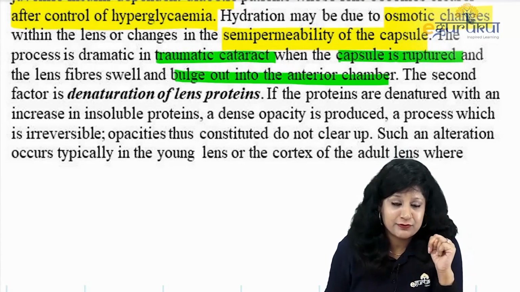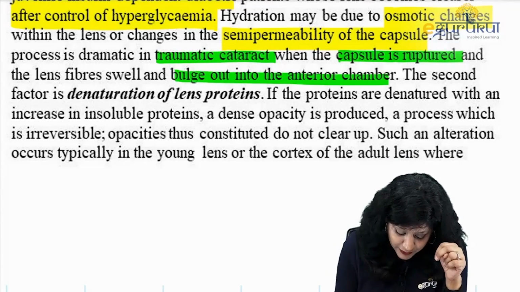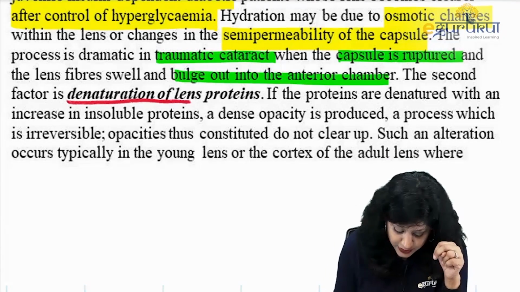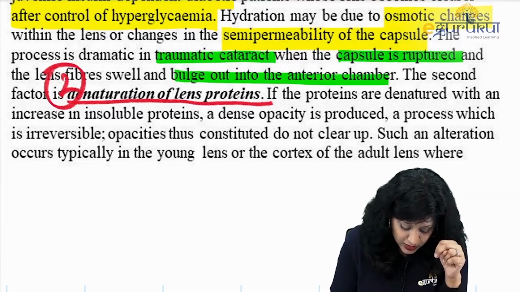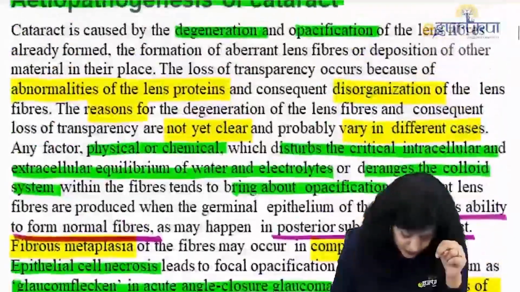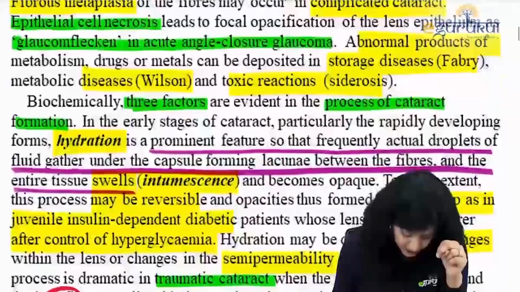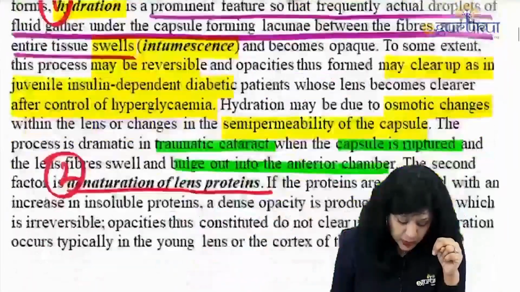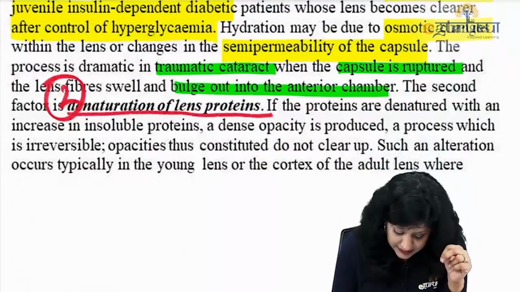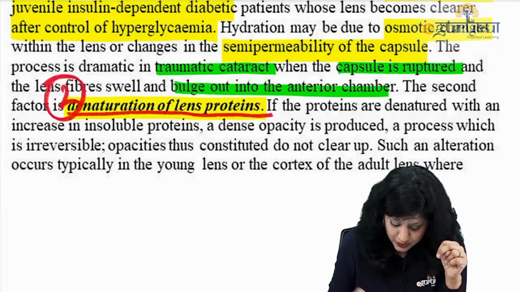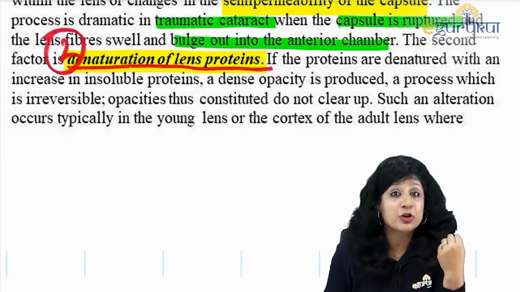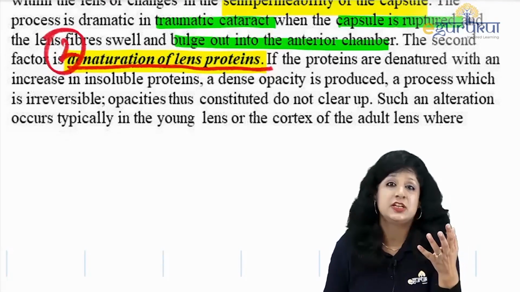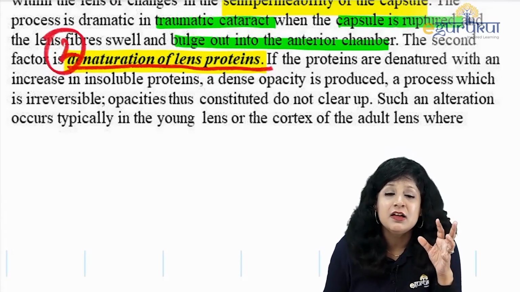Then coming to the second factor. The second factor is your denaturation of the lens proteins. So I'll mark here the hydration as number 1. So this is your number 1. So hydration, that is leading to the intumescence, and second is your denaturation of the lens proteins, because whenever we have got more hydration, we have got denaturation because the proteins are labile there.